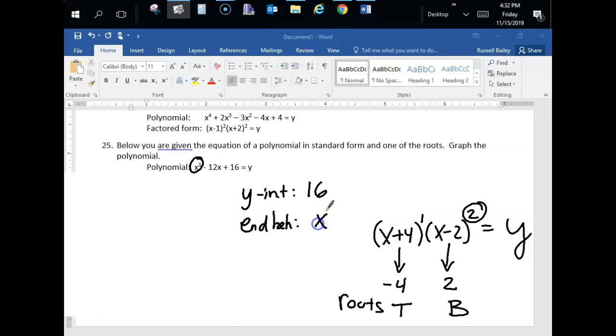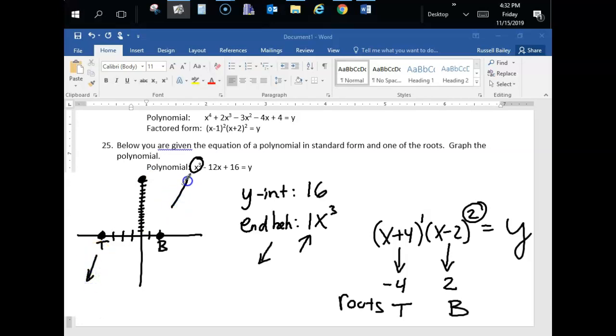In end behavior, the first term is x cubed. Odd power, positive coefficient, up on the right, down on the left. We're ready to graph. So we're going to go left 4 for a root. We're going to go right 2 for a root. The right 2 is a bouncing root. The 4 is a through. My y-intercept is 16. Way up there. My end behavior is down on the left, up on the right.